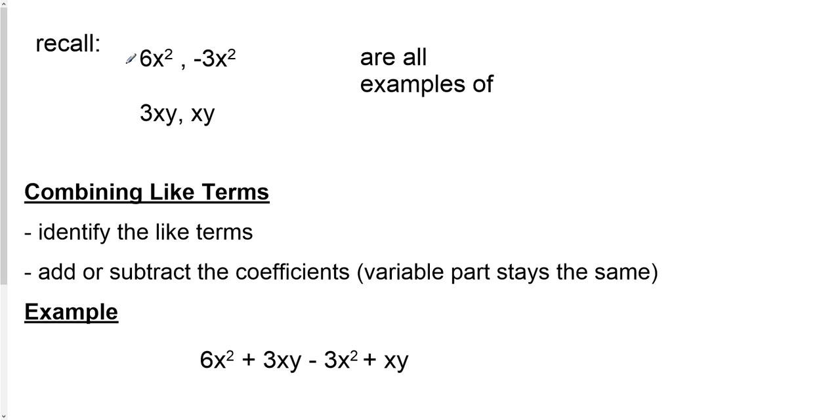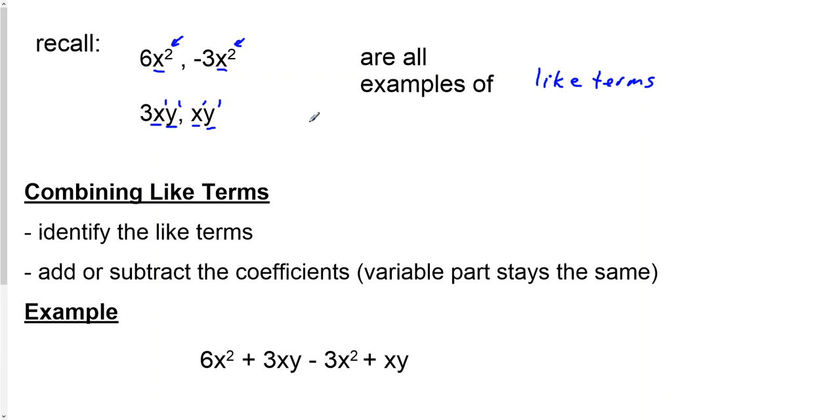So just a little bit of a recap here. I've got a bunch of terms up here at the top. Remember that things like 6x squared and negative 3x squared are examples of what we call like terms. What makes these things like terms? They have the same variable part, x and x, with the same exponent, squared and squared. Same thing with 3xy and xy. They both have an x and a y, and the exponent on both the x's is the same. It's a 1 in both cases, and it's a 1 on both y's as well. So same variable, same exponent.